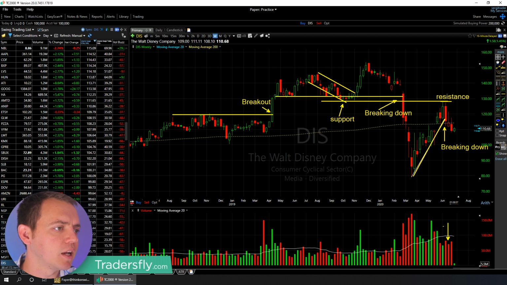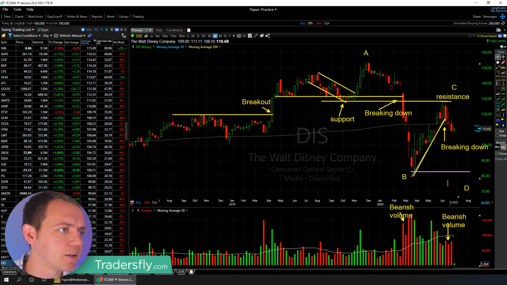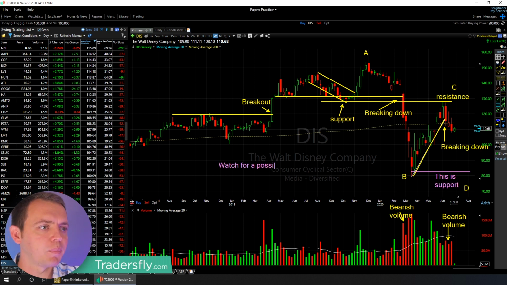So the stock is breaking down, and look at this bearish volume that's starting to form. This is usually not a healthy sign in the stock market. So if we look at this, is it possible that we are in an ABCD pattern? Absolutely. Could it still come back right here and hold support? This is support. It could. So watch for a possible support level down below. This is what I would watch, somewhere around that 80 level.